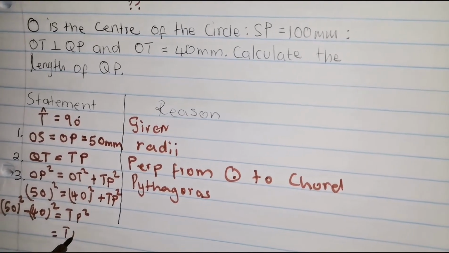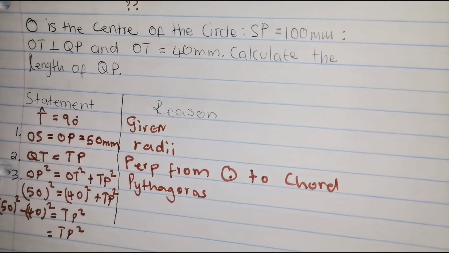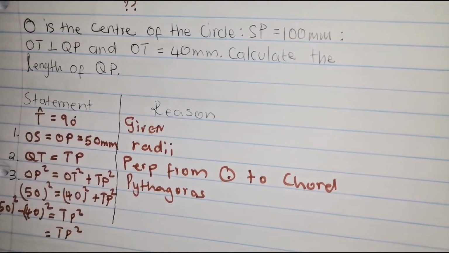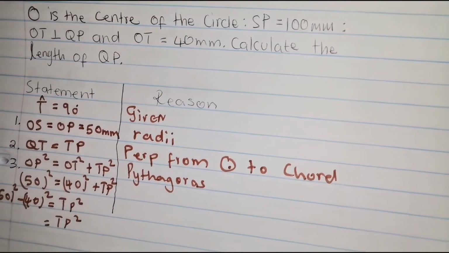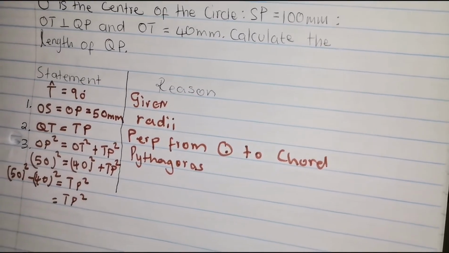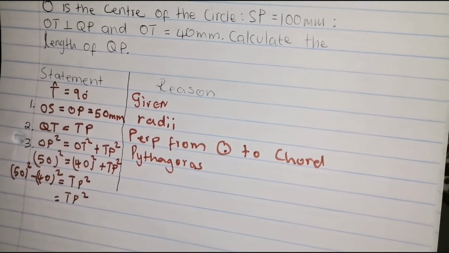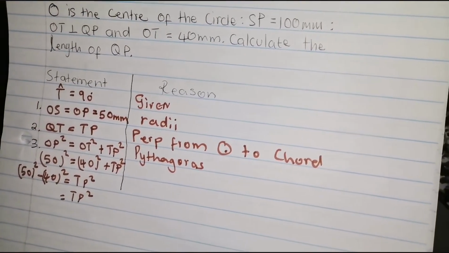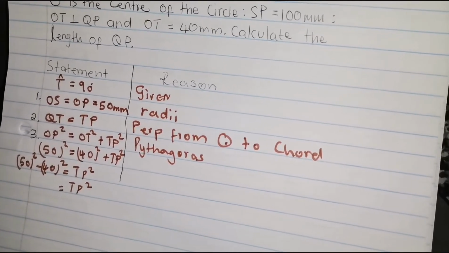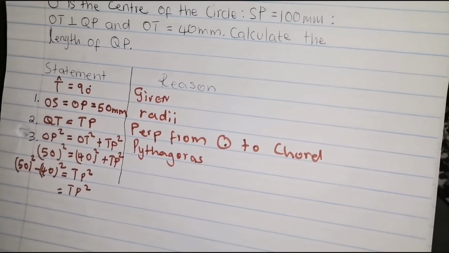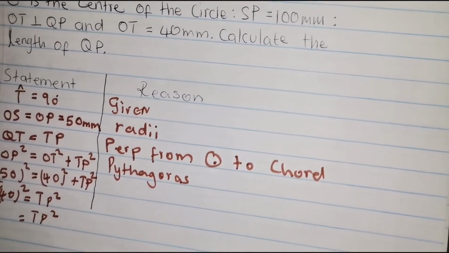Then TP squared is equal to, you can just punch your calculator, it's not a problem. If you have a calculator, you can just use it to find TP. So 50 squared is obviously 2500, minus 40 squared, which is 900. I hope you understand. I hope you know the math.